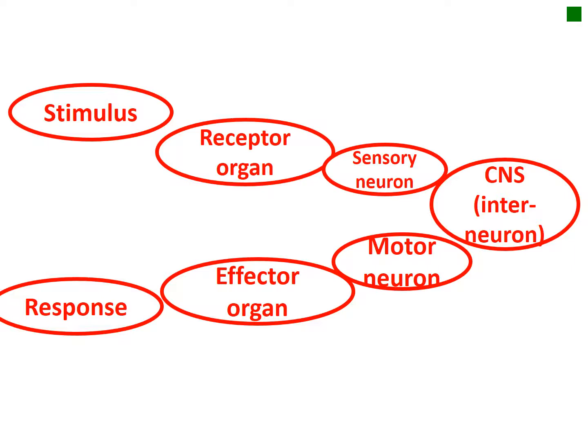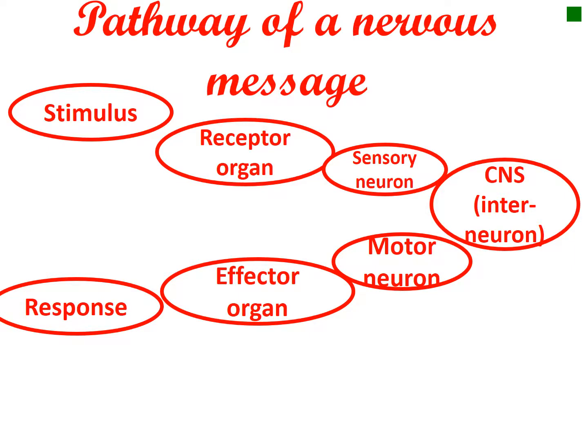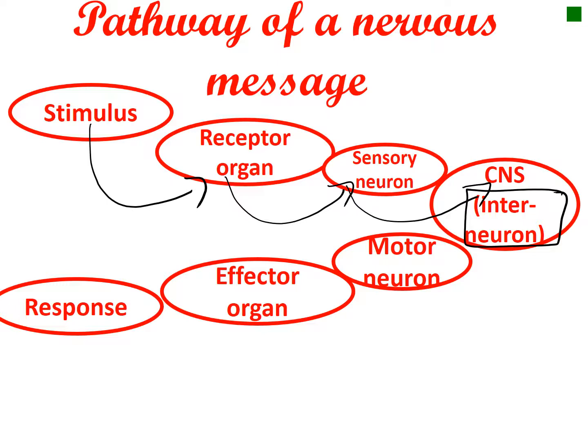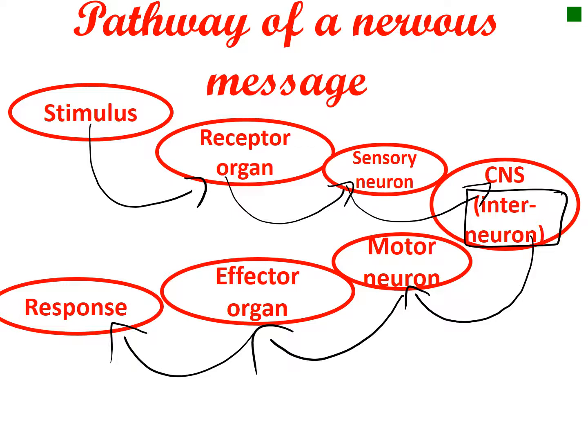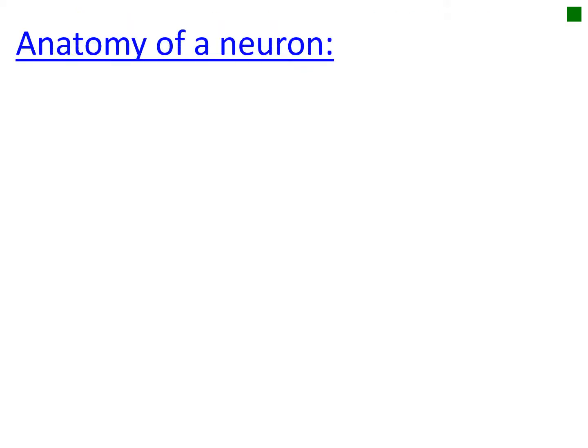We have the pathway of the nervous message. So we have a stimulus, then it is sent to the receptor organ. Through the sensory neuron, it will be received by the central nervous system. Inside it, we have a special type of neuron called an interneuron. Then from the central nervous system, through the motor neuron toward the effector organ, and finally from the effector organ you're going to have the response or the action.